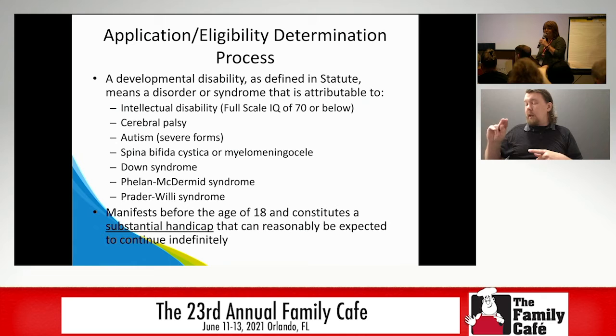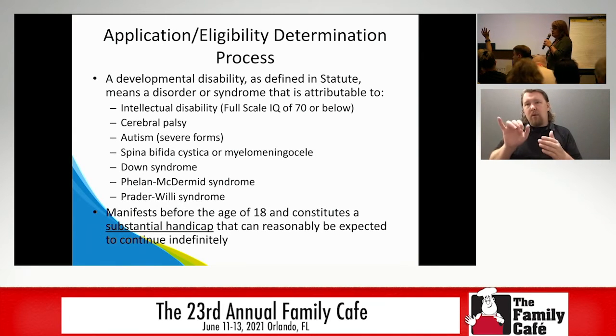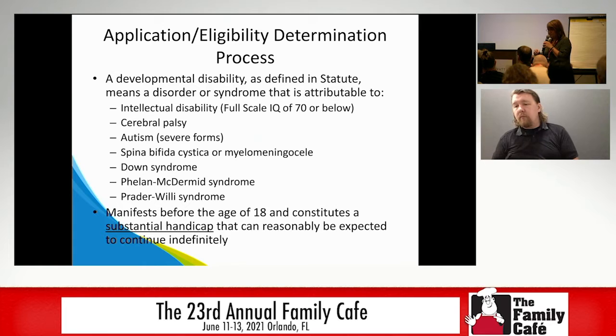Spina bifida occulta is not one of the diagnoses that we serve. People with Down syndrome, Phelan-McDermid syndrome, or Prader-Willi syndrome. And we must have documentation that the disability manifested itself prior to the age of 18, and can be reasonably expected to last forever.